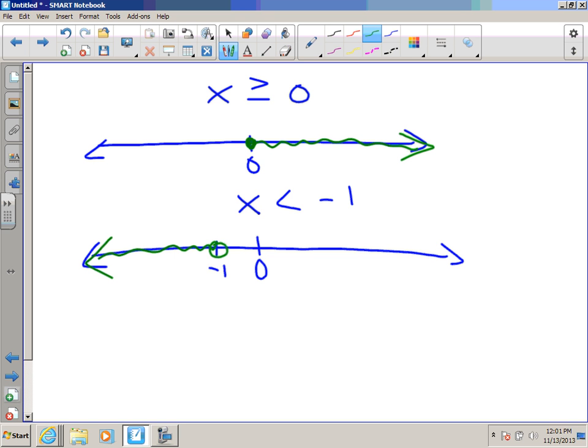Now, do these share any part of the shading? No. So this is where you're going to have to say this one is going to be an "or." Because I'm either going to be greater than or equal to 0, or I'm going to be less than negative 1.